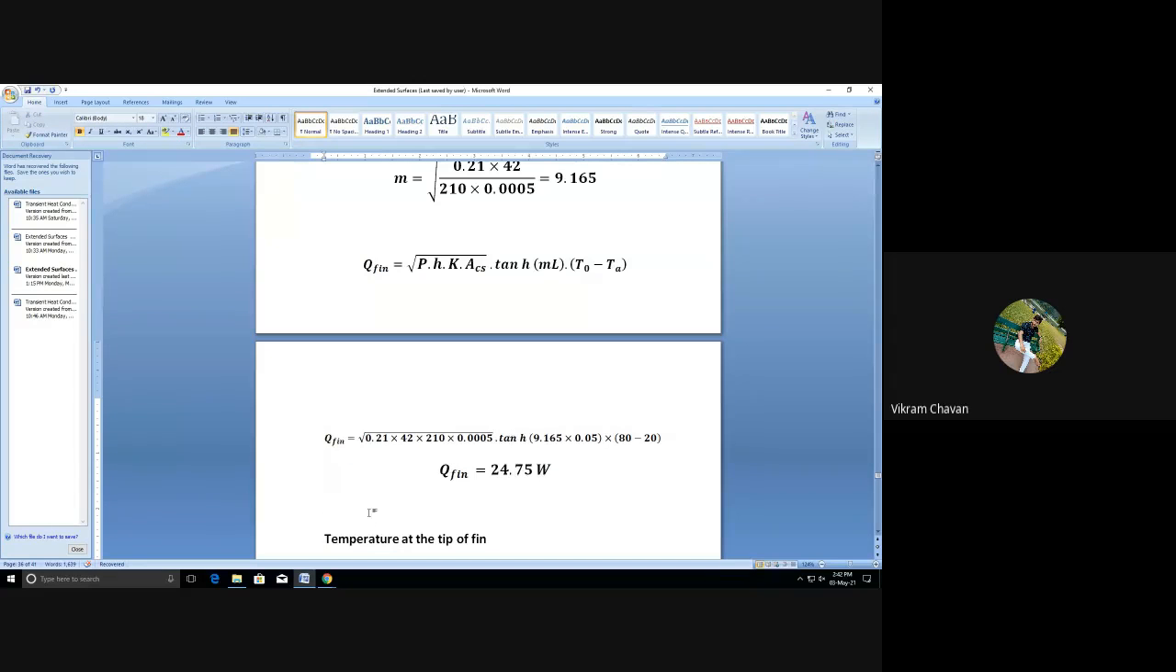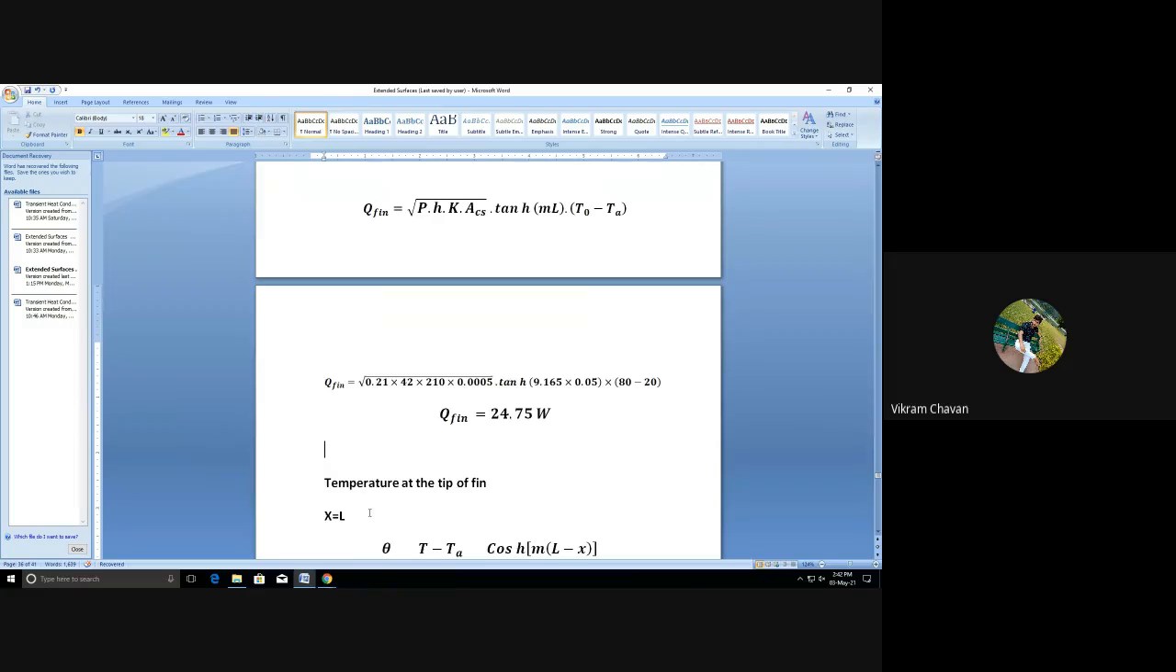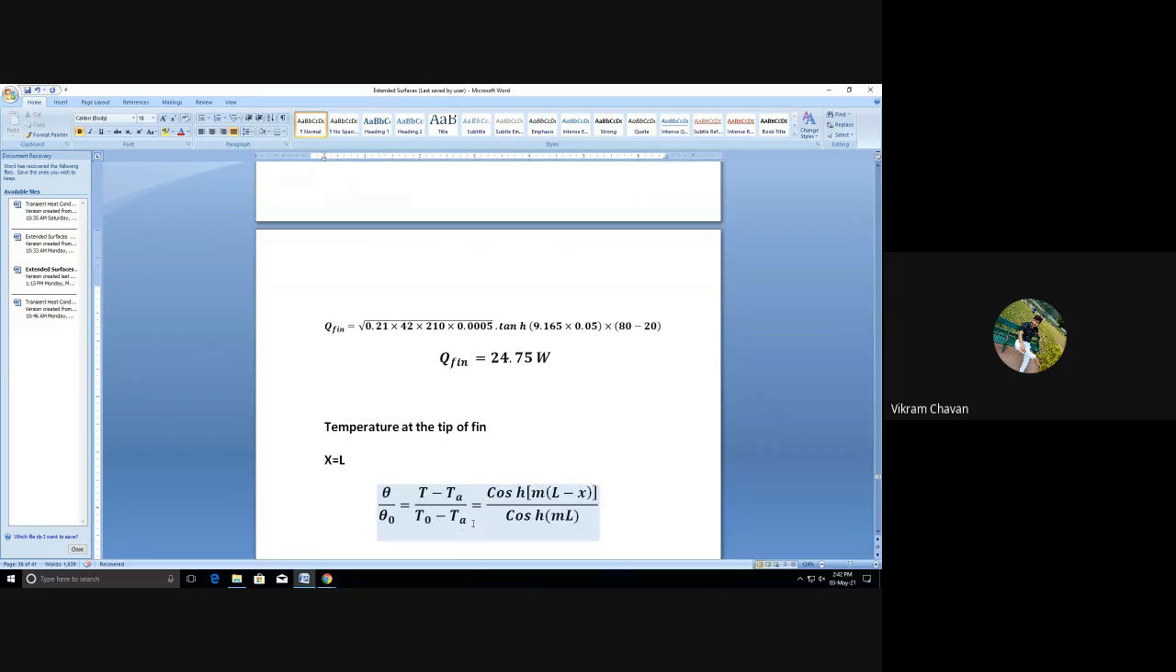Now we have to determine, the next question, the temperature at the tip of fin. The length we know, so we can put the length in and determine that. But tip of the fin means what? At x is equal to L, we have to determine the temperature. To determine the temperature, we require the temperature distribution equation, for that particular case.